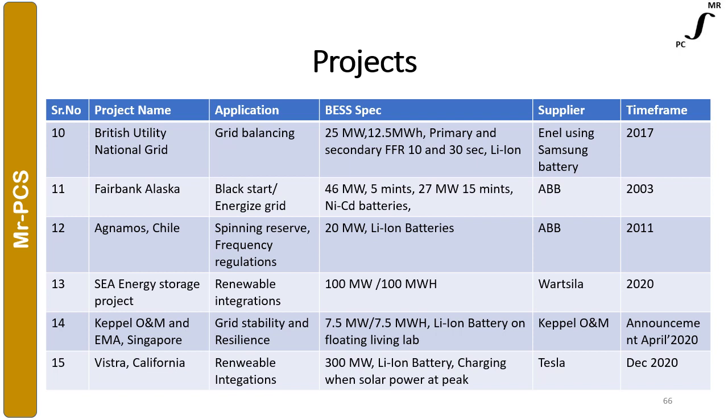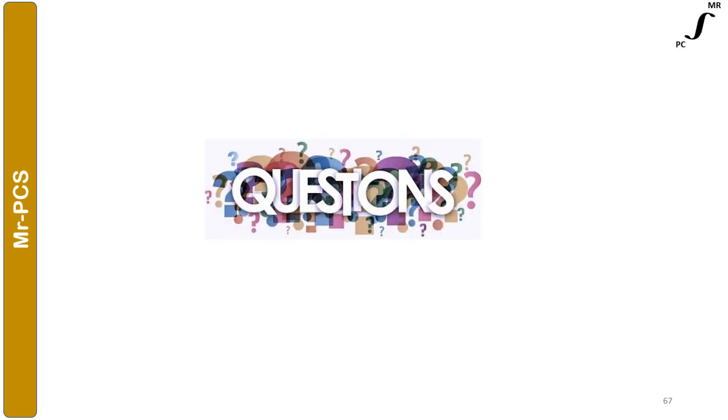Wärtsilä is supplying 100 megawatt for renewable integration projects in Southeast Asia. Keppel is installing 7.5 kilowatt hour lithium ion battery for grid stability application, and Vistra installed 300 megawatt lithium ion battery for renewable projects in California. As you can see, the battery storage is becoming the ideal choice for transmission, distribution and load consumption center.